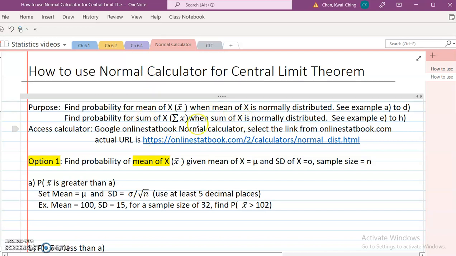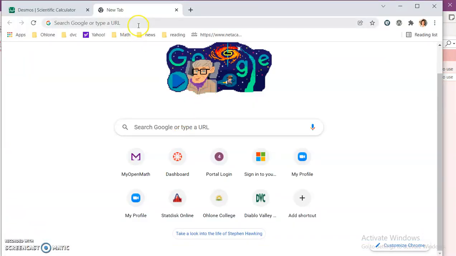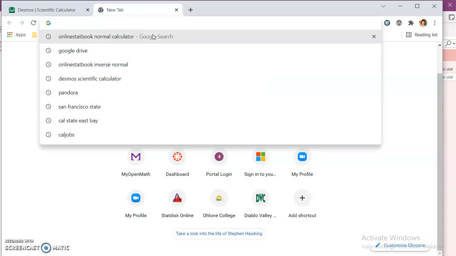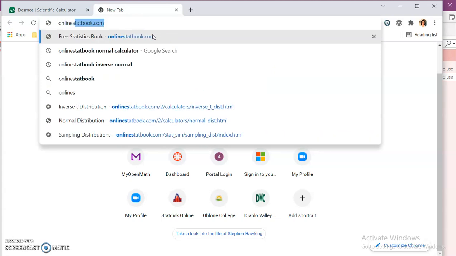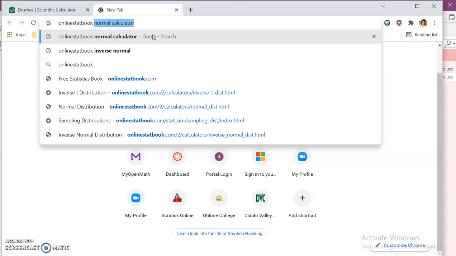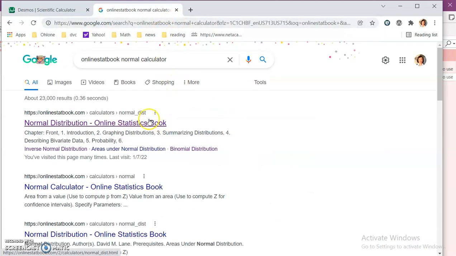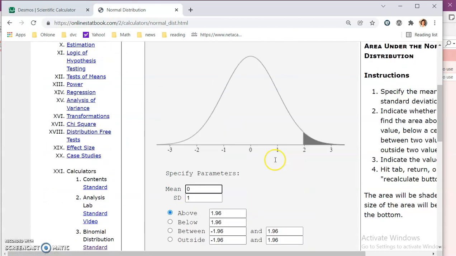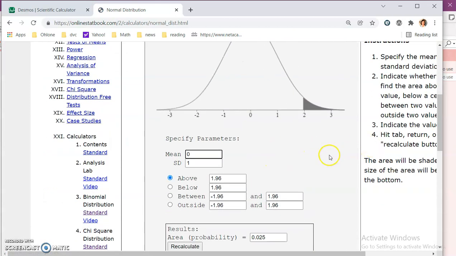The online statbook calculator can be accessed online from any browser. There's no need to sign up for anything. You just need to Google it, and here is the actual URL. But if you don't want to type the whole URL, you can just search online statbook and then normal calculator. The one that shows up as onlinestatbook.com, calculators, normal distribution, that's the one that you should get. And this is how the calculator looks like.